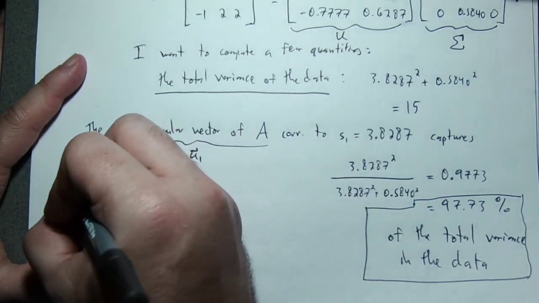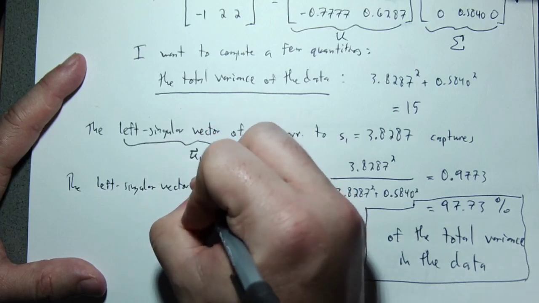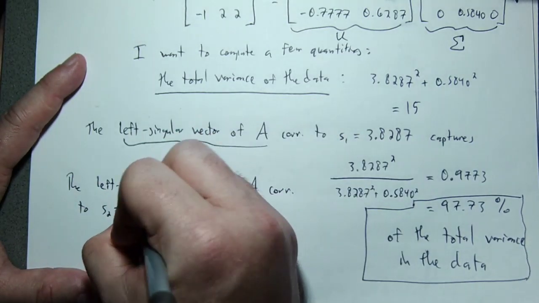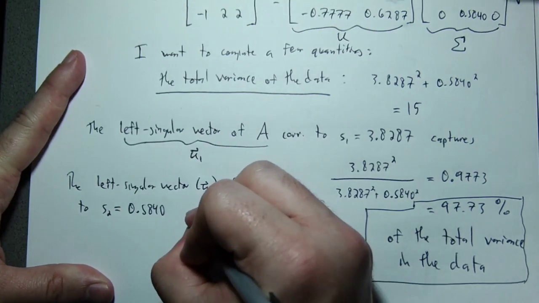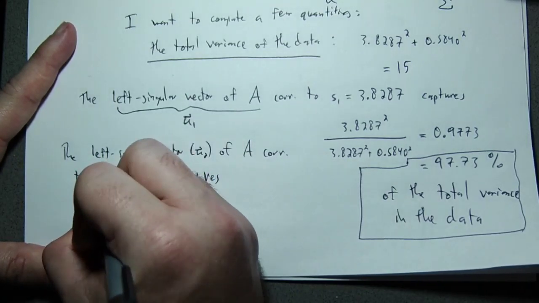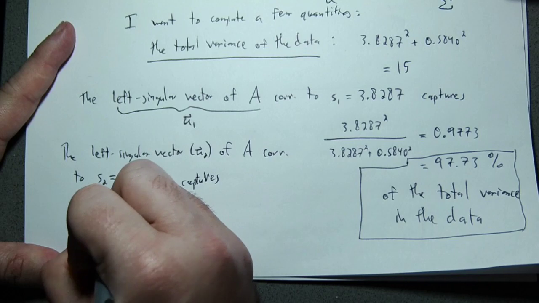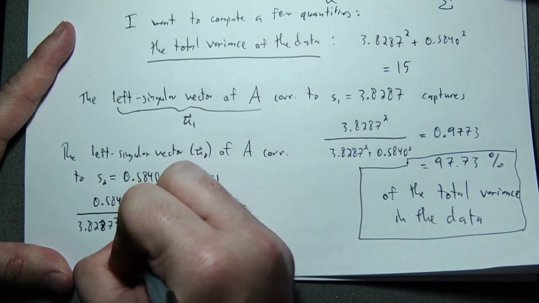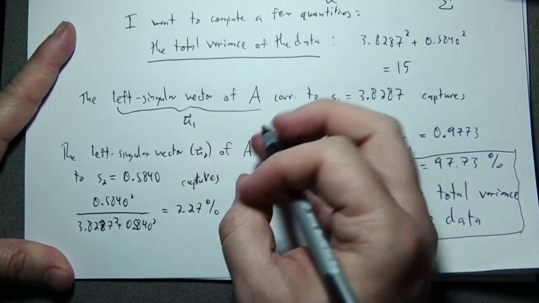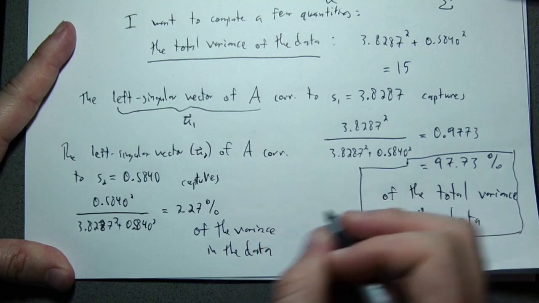The left singular vector U sub 2 of A corresponding to S sub 2, which is the other singular value, 0.5840, captures the remaining variance, but just to compute it, this captures similarly 0.5840 squared over 3.8287 squared plus 0.5840 squared, which is 2.27% of the variance in the data.